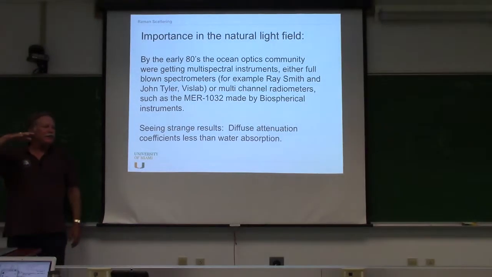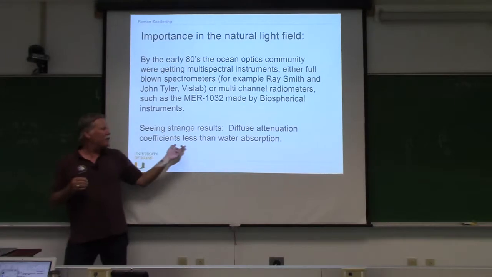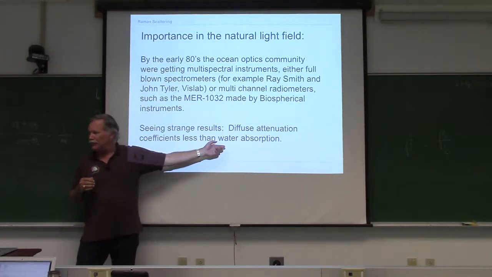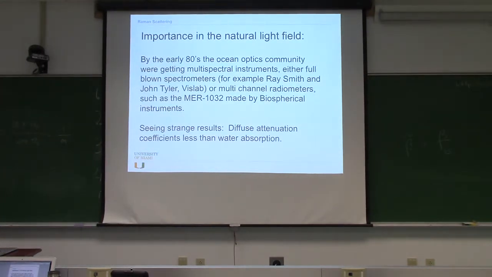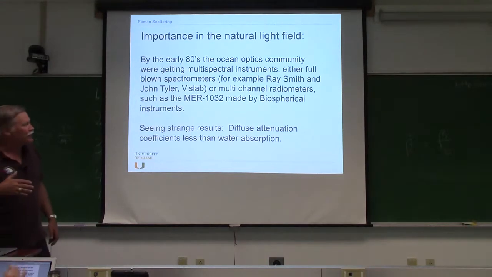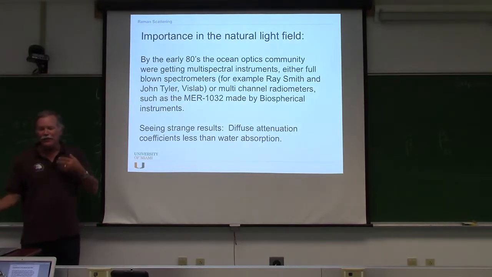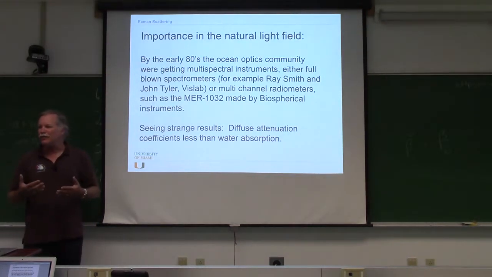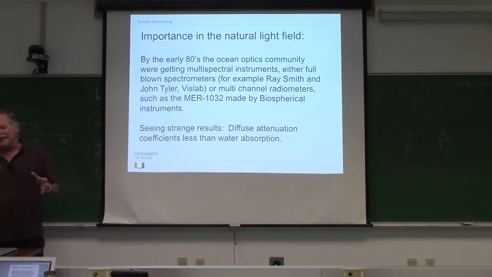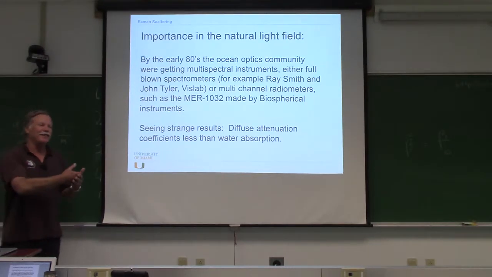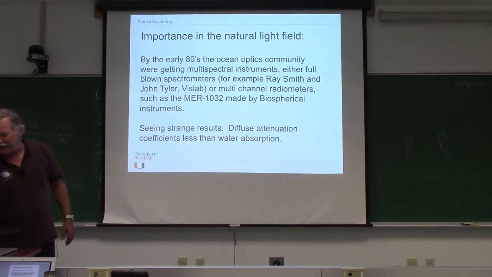When you measured diffuse attenuation as a function of depth, you were getting coefficients that were less than water absorption, than pure water. Remember, K, we think, is supposed to be a plus bb as a good rule of thumb. But you were getting Ks that were less than water absorption. So people were trying to figure out what was wrong with their instrumentation. I spent a lot of time with our MER-1032 out in that water tank I showed you a picture of yesterday in the VizLab area, playing with instruments to see if I could figure out why we were getting these weird signals. Maybe light leakage from a different wavelength or whatever.